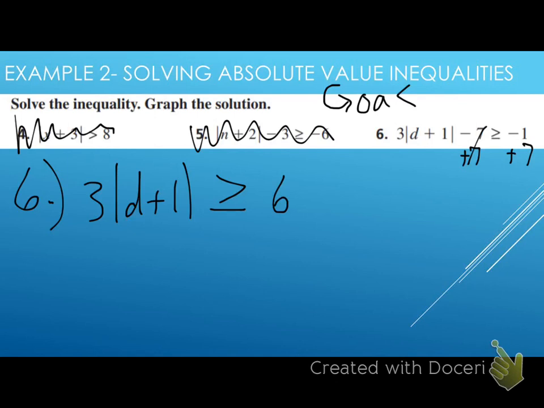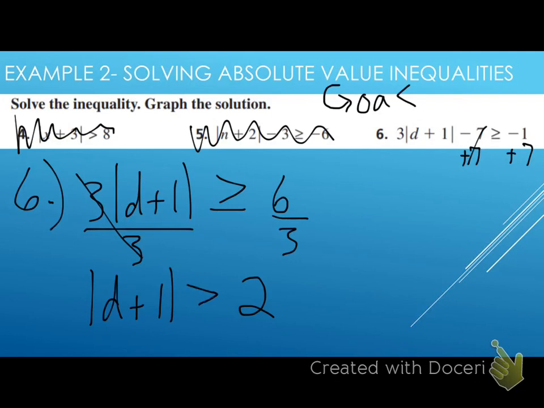Divide. The absolute value is being multiplied by 3. Inverse of multiplication is division. So I get the absolute value of d plus 1, 6 divided by 3 is 2. Symbol, flip, or stay? Stay. We okay with that? I'll slow down a little bit, let you guys catch up. Any questions up to this point?